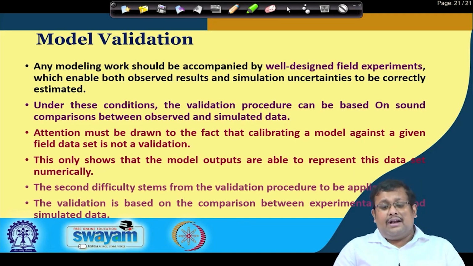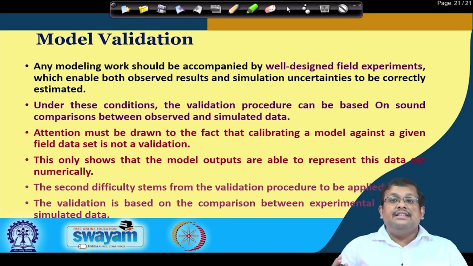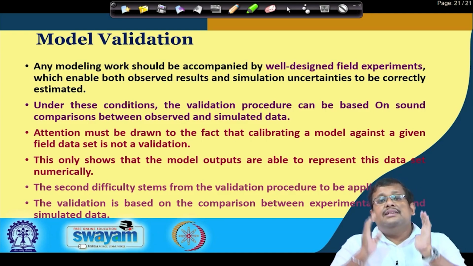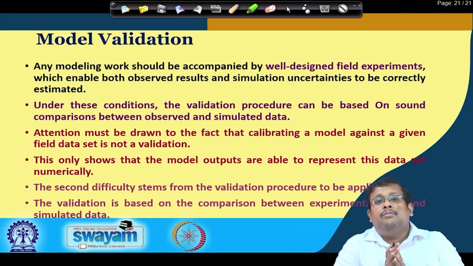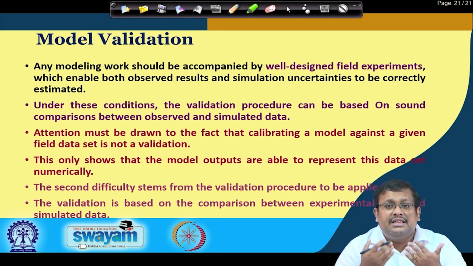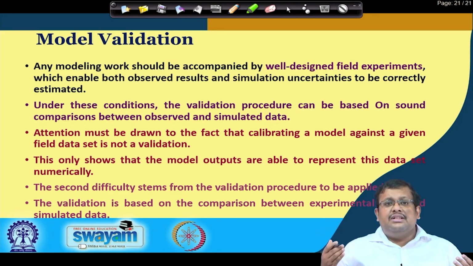Another modeling work should be accompanied by well designed field experiments which enable both observed results and simulated uncertainties to be correctly estimated. Now, under this condition, the validation procedure can be based on sound comparison between the observed and simulated data. So, you get the observed data, you have the simulated data, you correlate them and see how your model validation is giving, how perfect your model validation is.